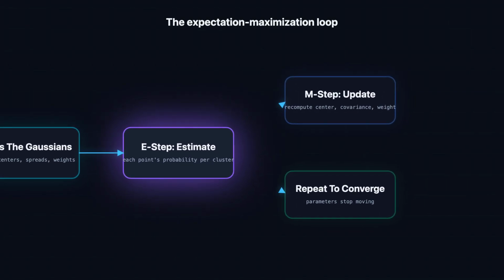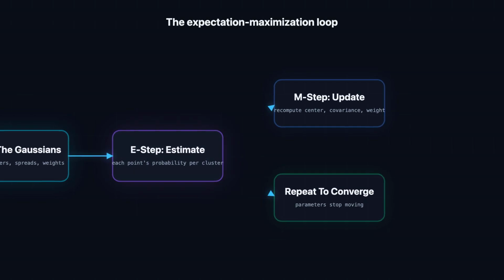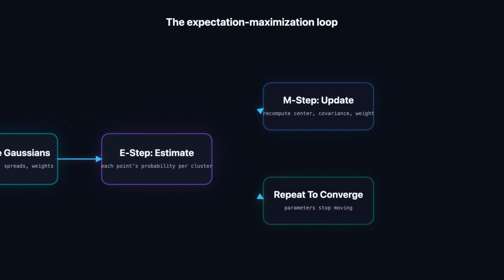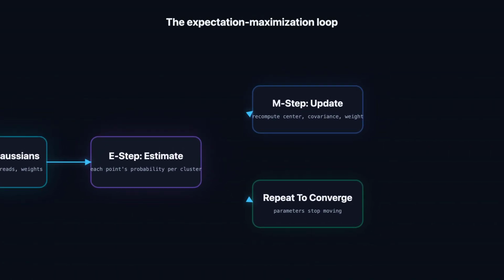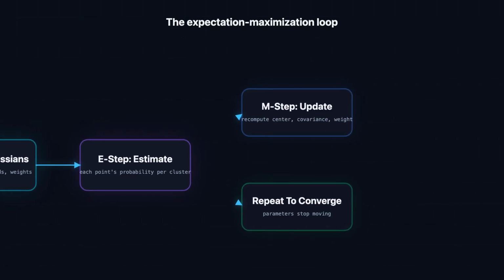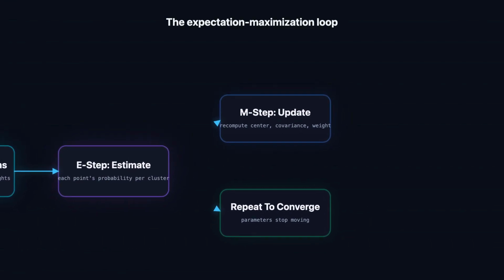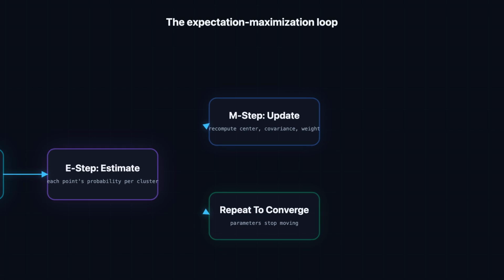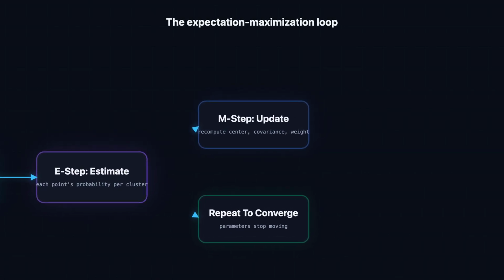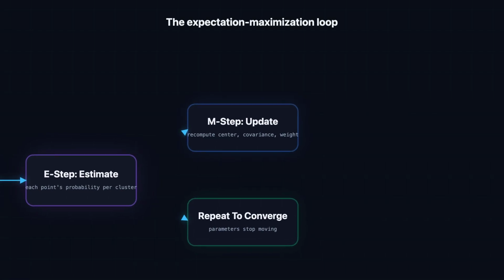Here comes the expectation step. Holding the current Gaussians fixed, ask every data point how likely it is to have come from each one, given its position. Points near a Gaussian center earn a high probability for it, points in between get shared out, and now every point carries a soft membership spread across all the clusters.